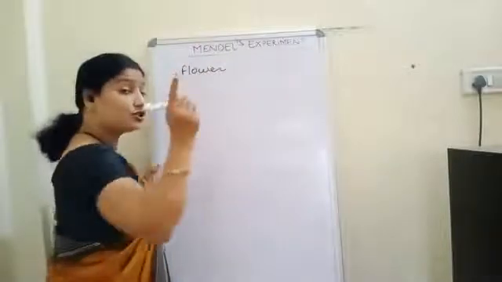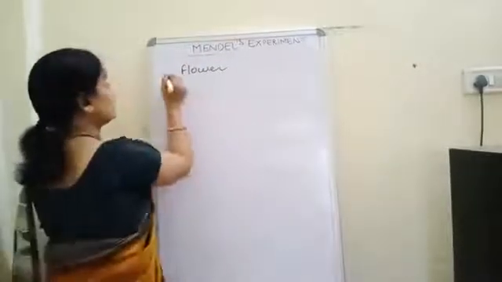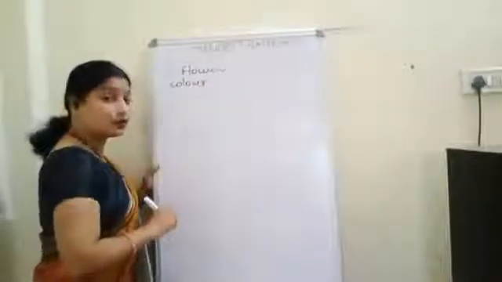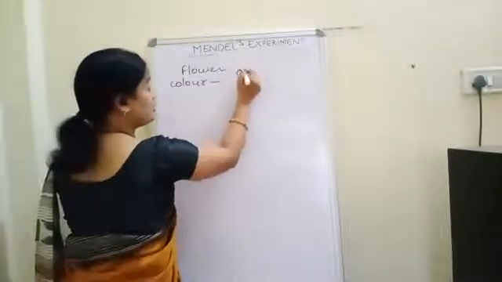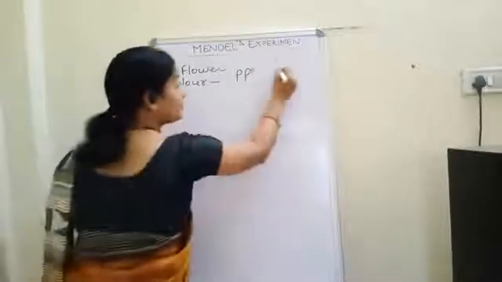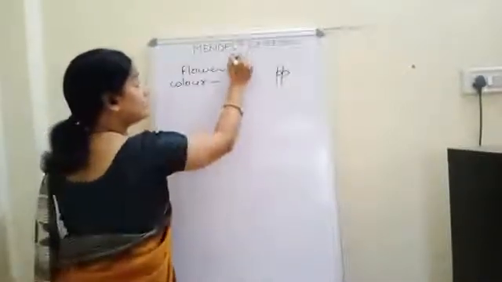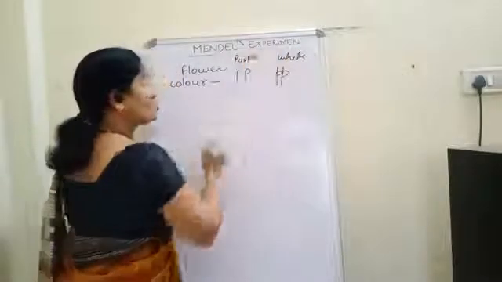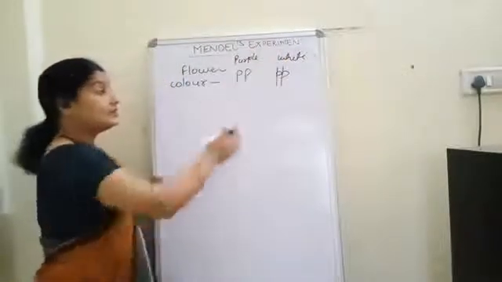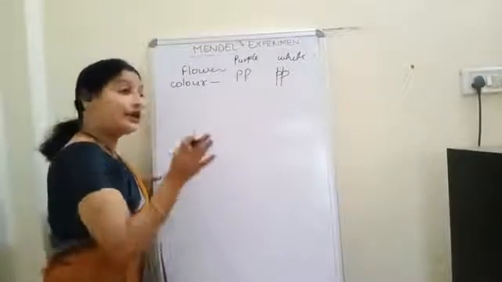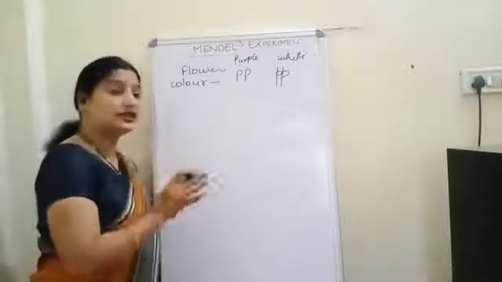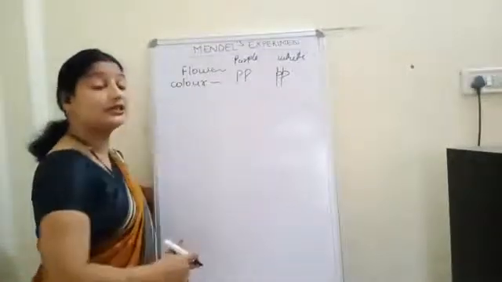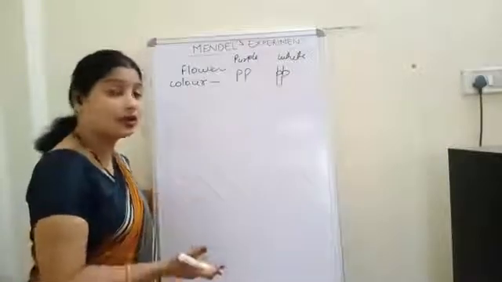okay, and he took one character of the flower, that is its color. Now, what are the 2 colors of the flower? Whether it may be purple or it may be white. If it is purple, then purple is dominant, and if it is white, then white is recessive. Okay. And he said that in all the generations, the dominant color will represent itself. This is called the law of dominance.